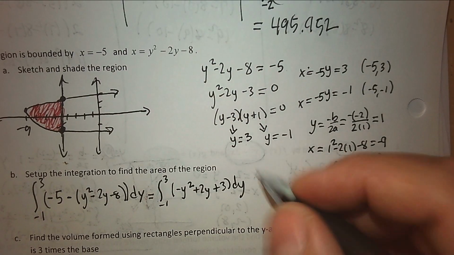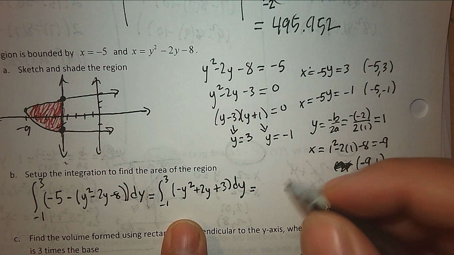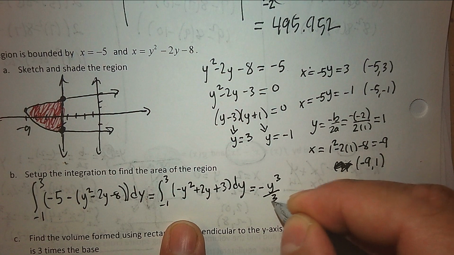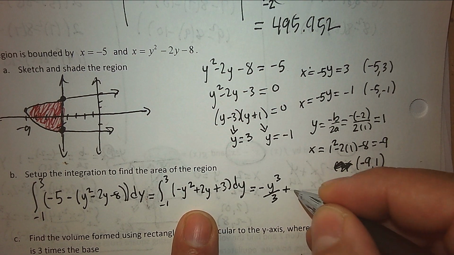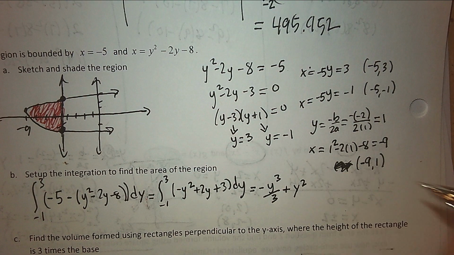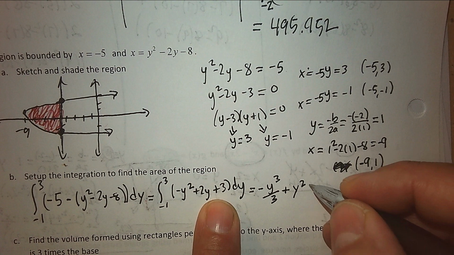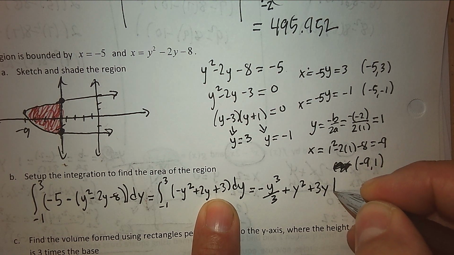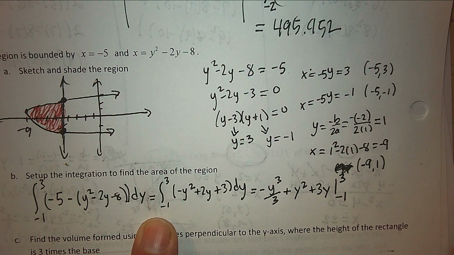How would I integrate that? What would you do to the exponent? You would add 1 to the exponent and divide. The next one, add 1 to the exponent, which is y squared. What happens when you go 2 divided by 2? They cross out. And then 3, what is it? Just 3 y. And I'm integrating from where to where? Negative 1 to 3.